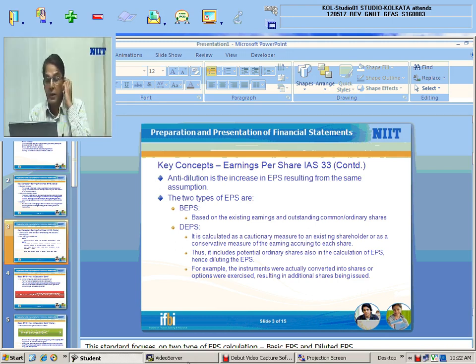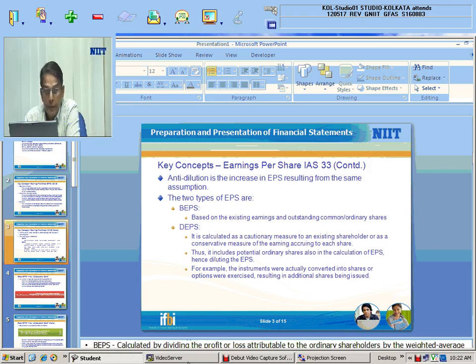So for calculation of basic earnings per share, in the numerator we take the profit or loss attributable to the ordinary shareholders and divide it by the weighted average number of ordinary shares outstanding during the accounting period. That's how the BEPS is calculated. For calculation of DEPS, it shows the effect on earnings per share of all dilutive potential ordinary shares that are outstanding during the year. So we have to add. In the denominator we were earlier taking the weighted average number of ordinary shares outstanding during the accounting period. So we will now consider also the dilutive potential ordinary shares which are outstanding during the accounting period.